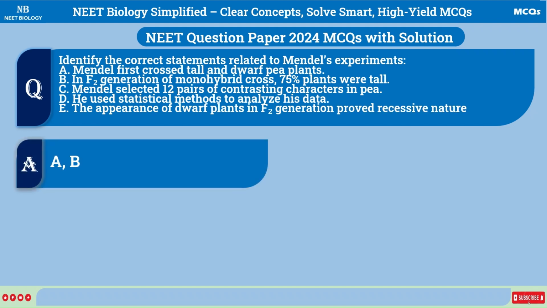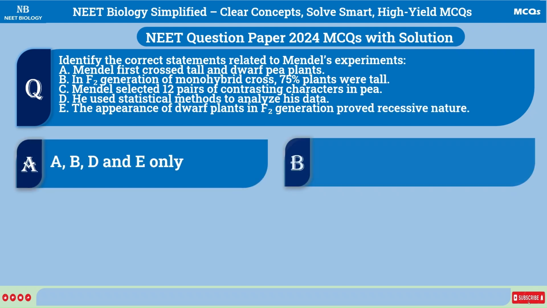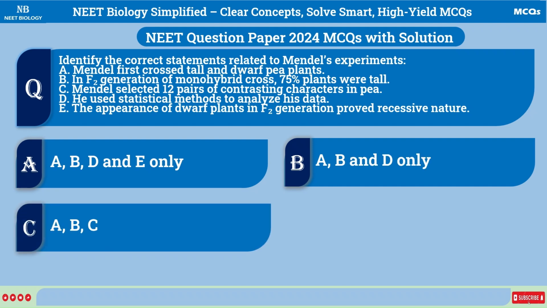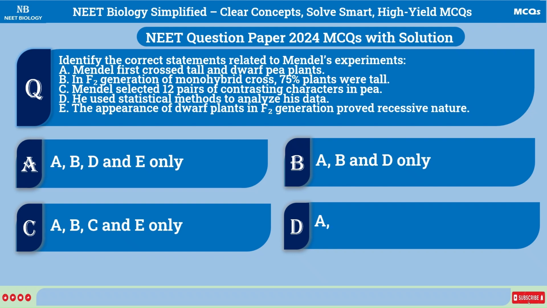A. A, B, D and E only. B. A, B and D only. C. A, B, C and E only. D. A, C, D and E only. Correct answer is A, B, D and E only.